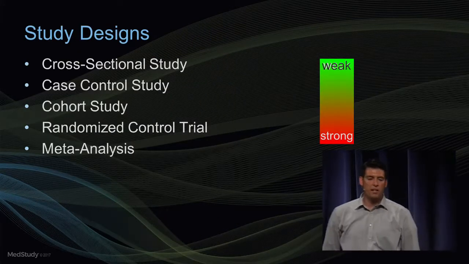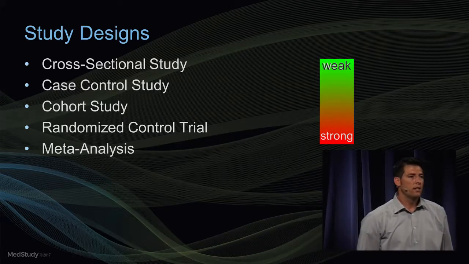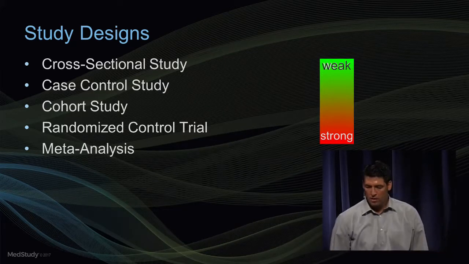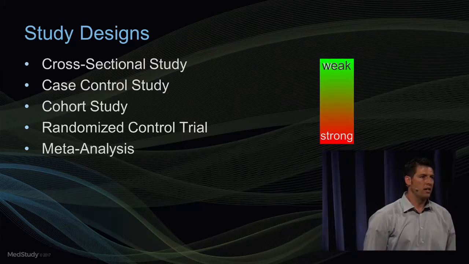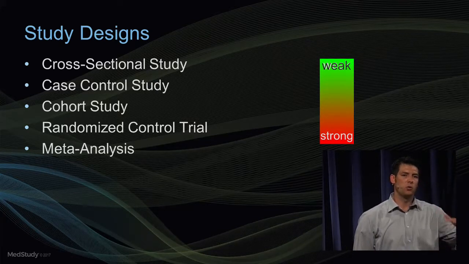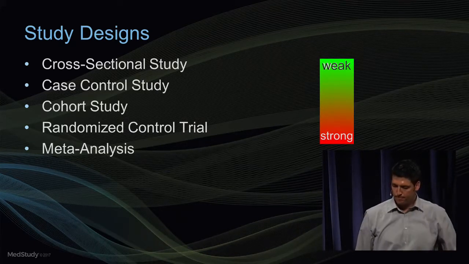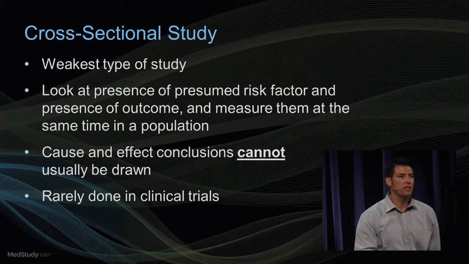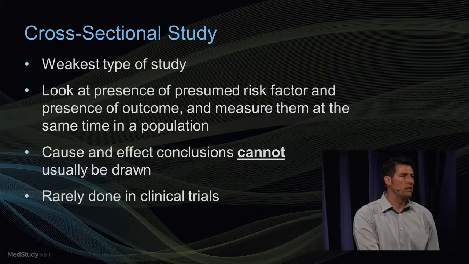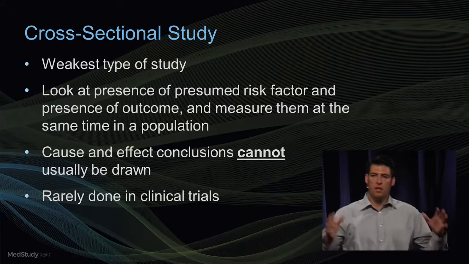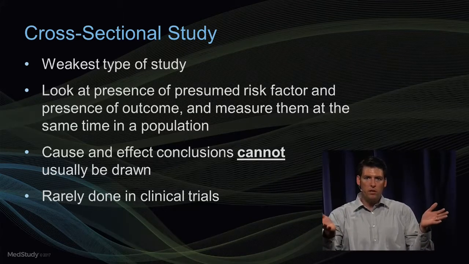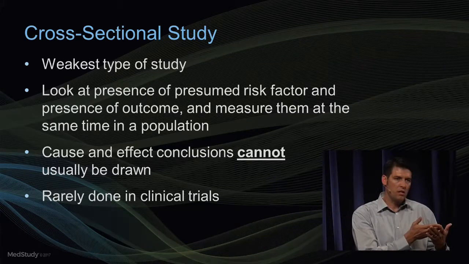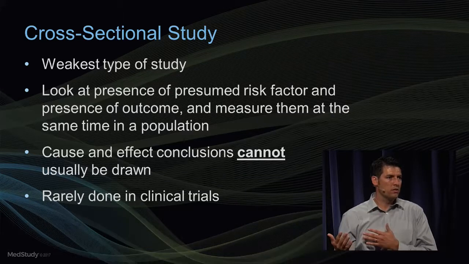Okay, let's talk about study designs and in particular aspects of these study designs that you may see on your board exams. We'll start with some of the weakest type of studies and slowly progress through stronger and stronger studies. All right, so a cross-sectional study is typically viewed as one of the weakest type of study designs. This really just takes a group of people at one time point and looks to see if they have the risk factor that you're interested in studying and the particular outcome of interest.